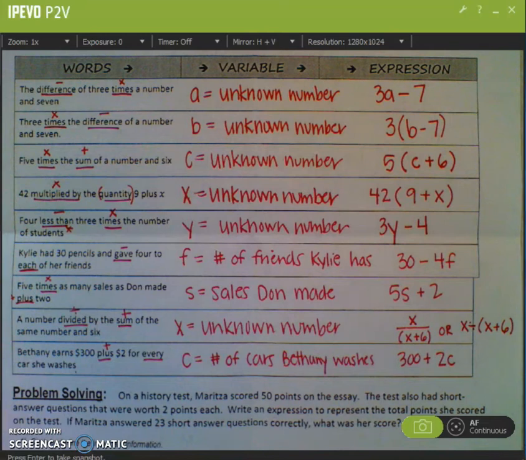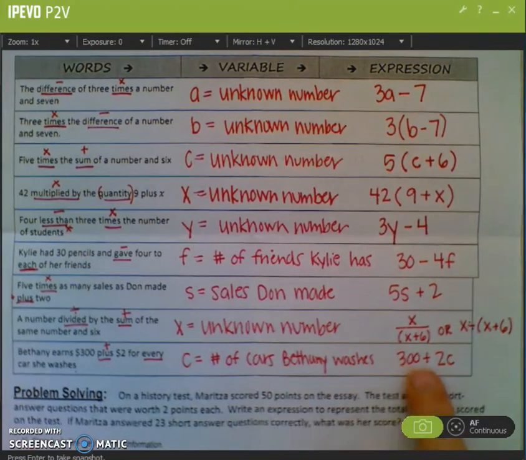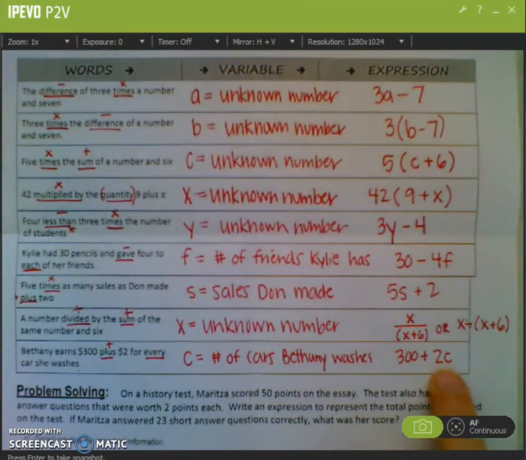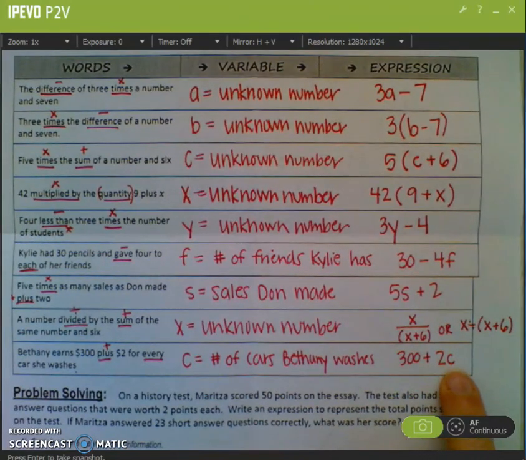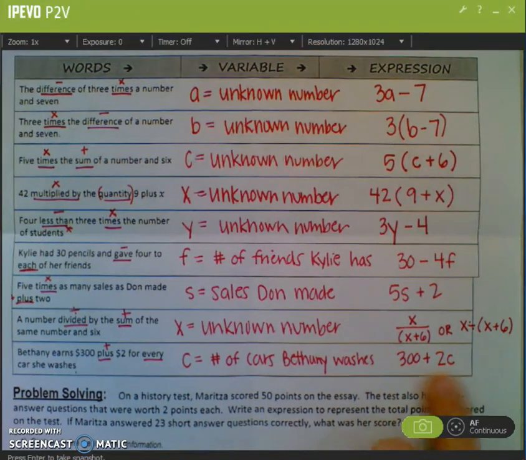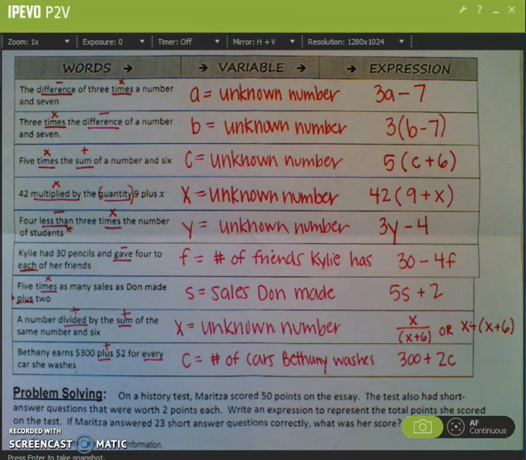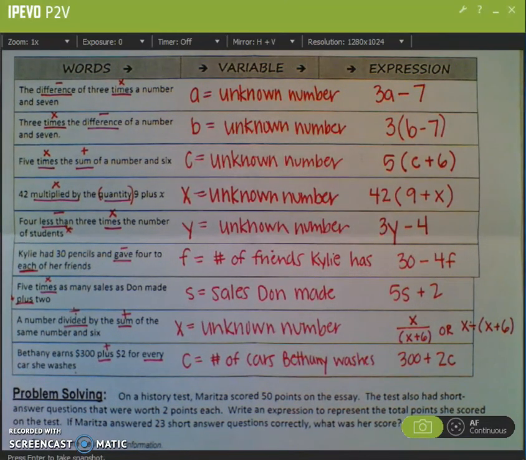And then this last one, Bethany earns $300 plus $2 for every car she washes. c is the number of cars Bethany washes, and 300 plus means add, so 300 plus $2 for every car, so I'm going to do 2 times the number of cars she washed, c, to figure out her total earnings. So my expression represents how much Bethany earns total for washing c cars.